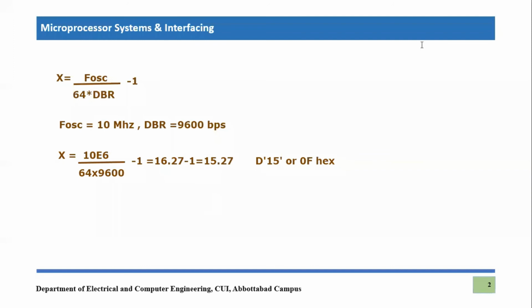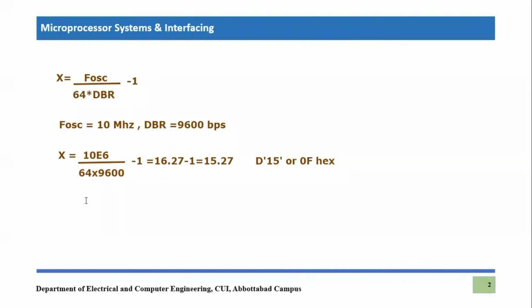So let's say I want to calculate the value of SPBRG, or the value of x, for given conditions. Let's say FOSC is given as 10 megahertz and the desired baud rate is 9600 bits per second. If I calculate the value, 10^6 divided by 64 times 9600, which is the DBR, minus 1, if I solve it, it is 16.27 minus 1, which becomes 15.27. That will be approximated as decimal 15, or 0F in hex.